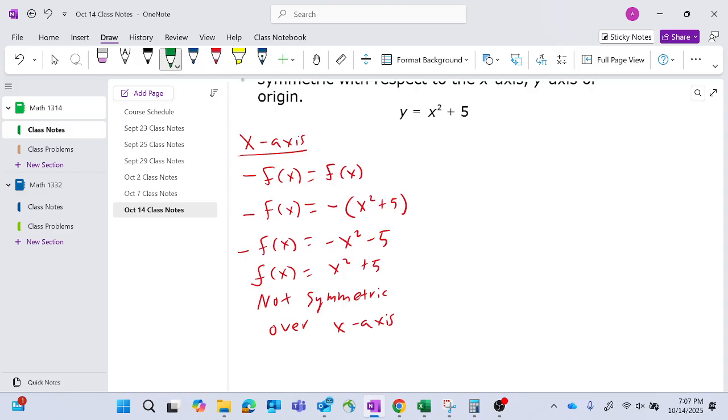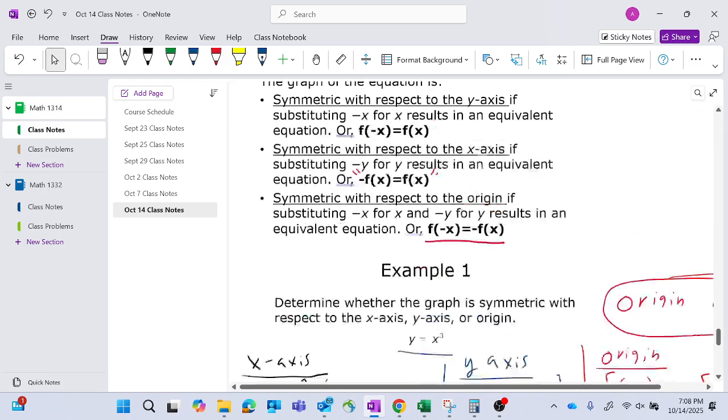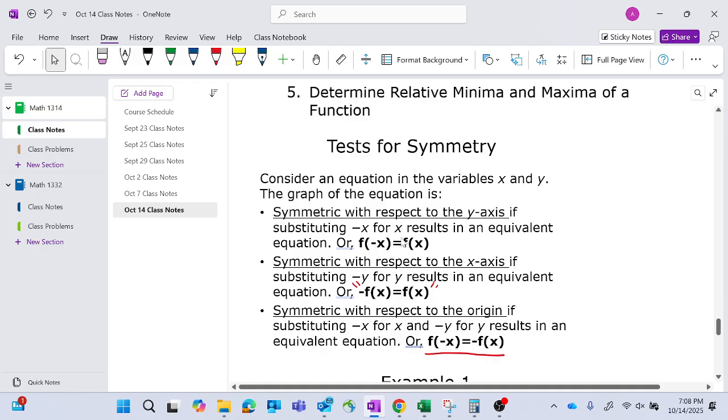See how we need negative f of x to equal f of x, right? Negative f of x equals negative x squared minus 5, and f of x is x squared plus 5. They're not the same, are they? You need them to be the same thing. Because they're not the same, it's not symmetric. Now the y-axis. For the y-axis, remember that's f of negative x equals f of x.